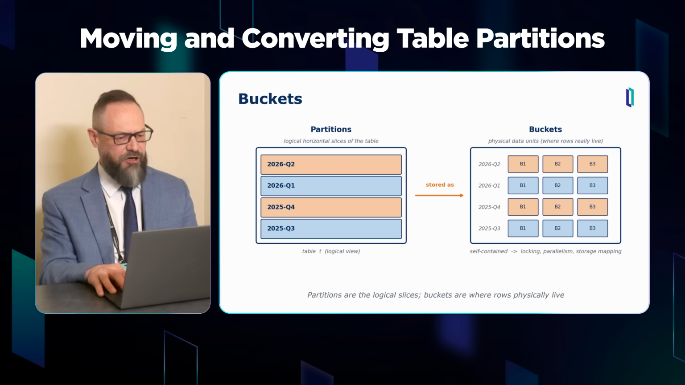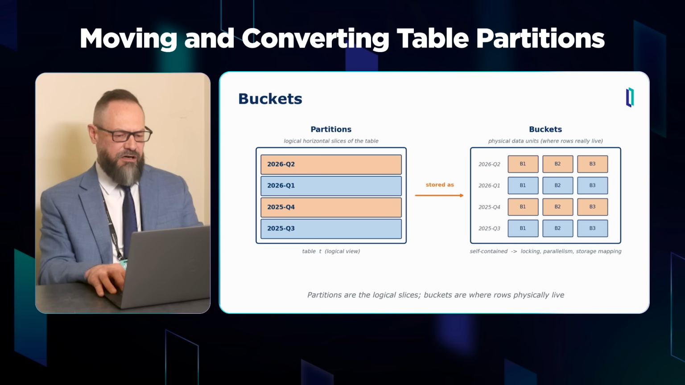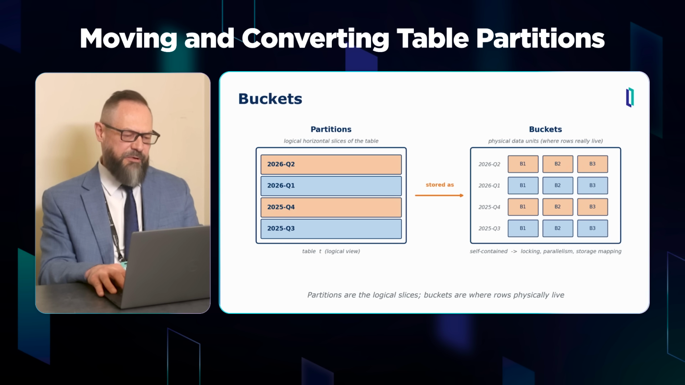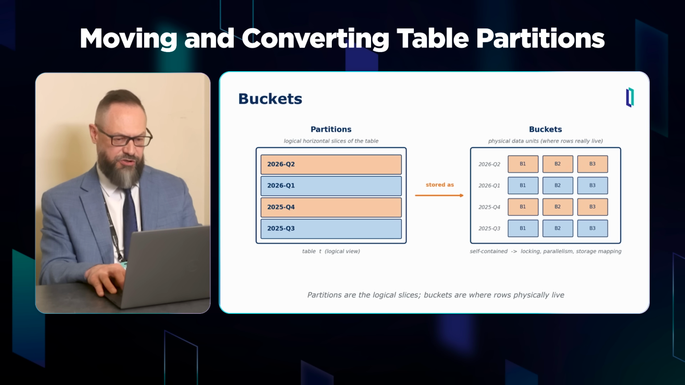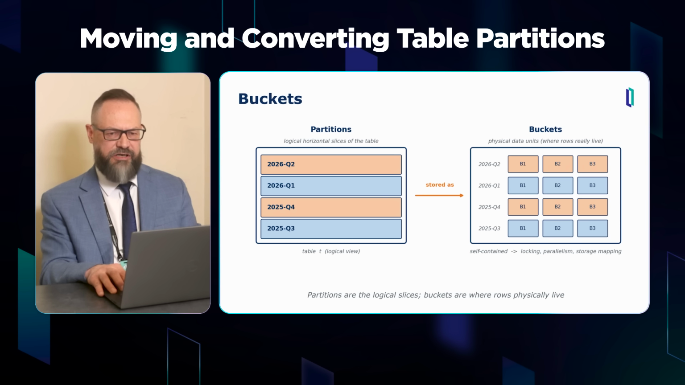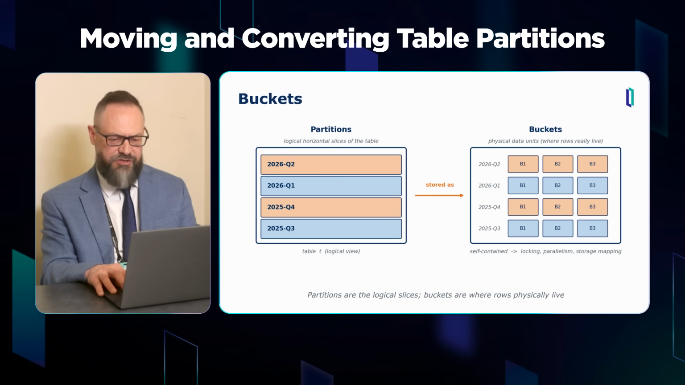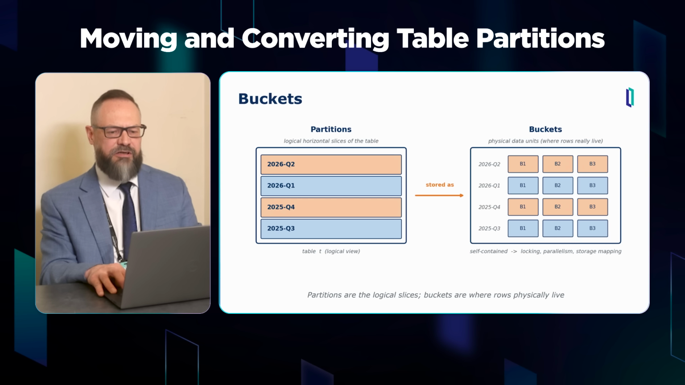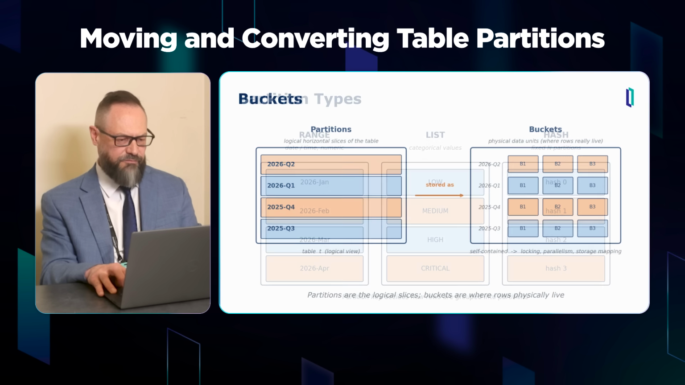How did we do it? If you look at the slide, on the left you'll see the logical division of your table into partitions. In my example, I partitioned the table by quarter of the year, and each quarter has its own logical partition. Physically, we store it, as shown on the right side of the slide, in buckets. Each partition may have an arbitrary number of buckets. Buckets are usually very large, think from 1 million to 32 million records each, and they are self-contained. So the storage mapping, locking, and running in parallel is executed on the physical data unit level.